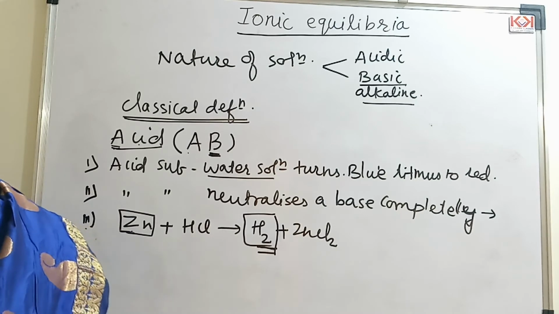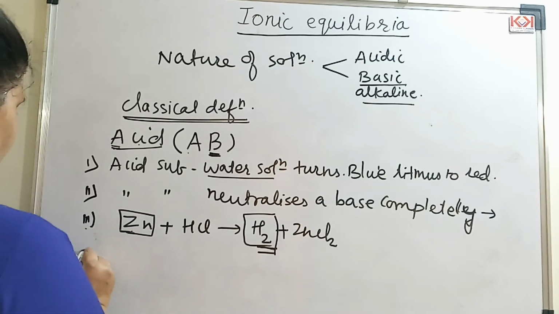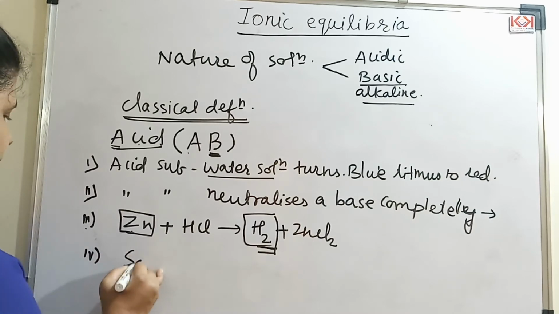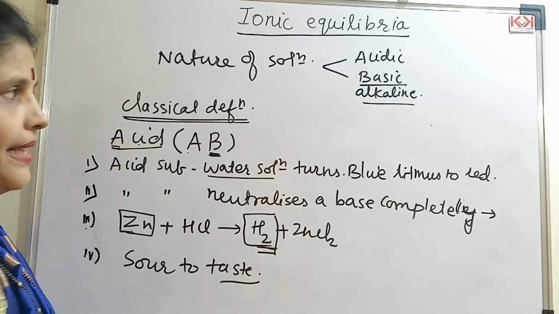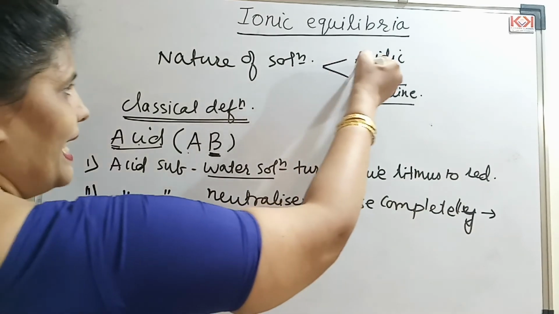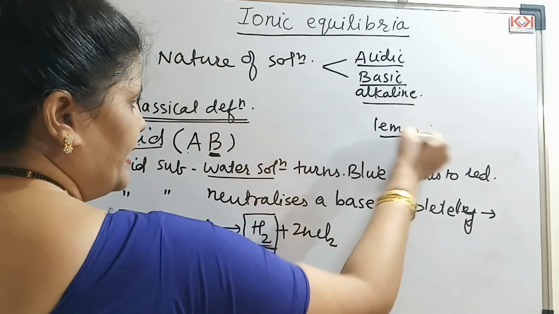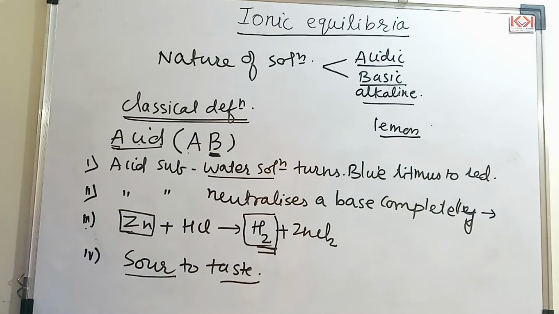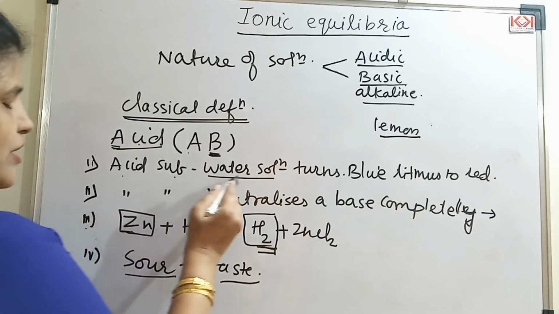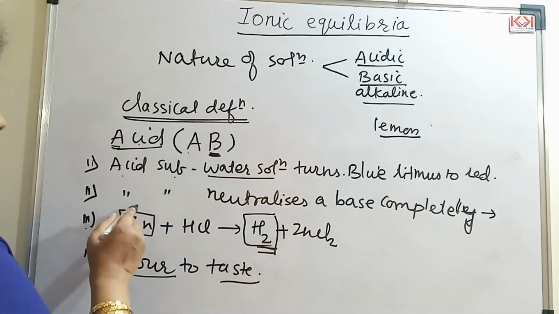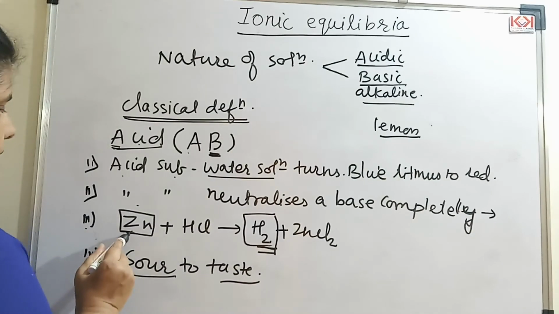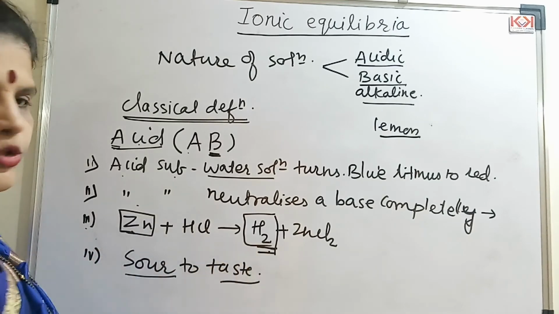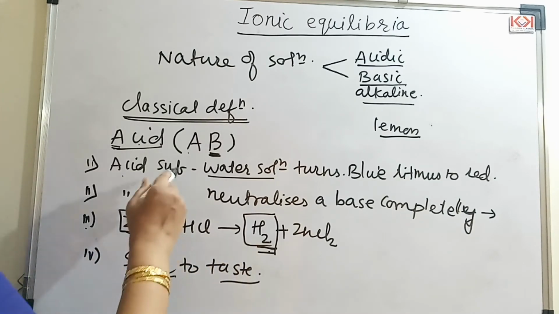Next, very important, just by taste, they are sour to taste. It is very risky to taste all the acids, but as you know, one of the acids, the citric acid in lemon, is sour in taste, and so we say that acids are sour to taste. So all the four classical definitions of acids: an acid is a substance whose water solution turns blue litmus to red. They neutralize the bases completely, of course to give salt and water. They react with the metals with the liberation of hydrogen gas, and they are sour to taste. So these are the classical definitions.